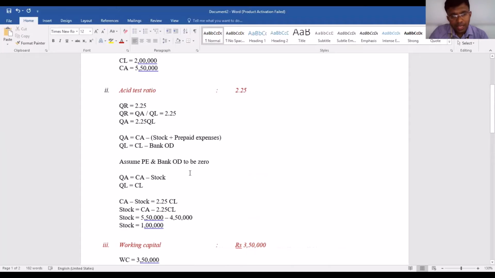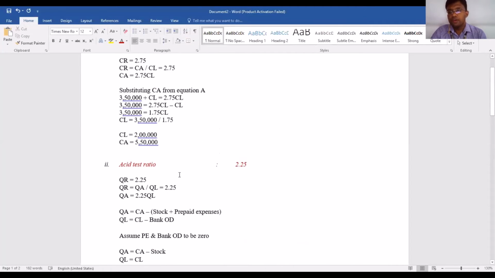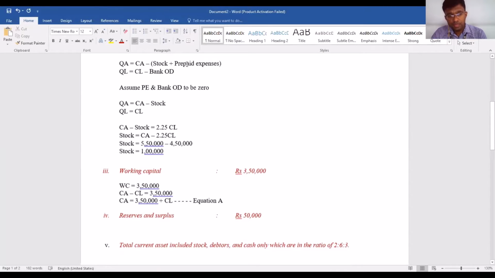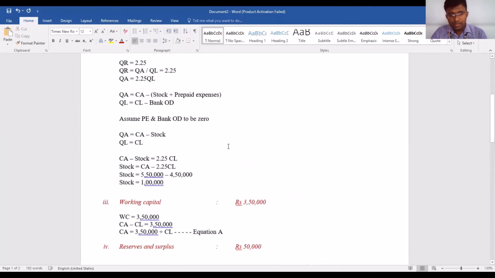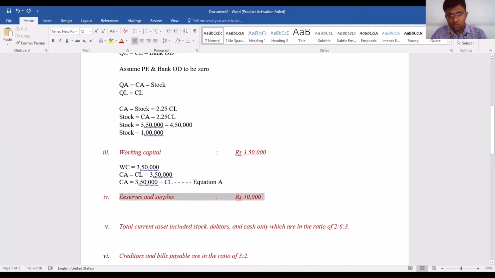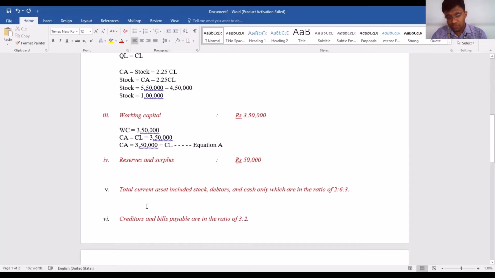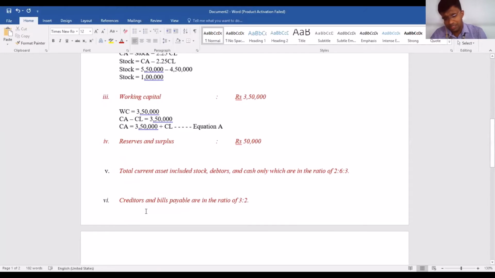So with that, so far we've got the value of current liability, we've got the value of current asset, and then we've also got the value of stock. Now let's move on. Next piece of direct information that we know is reserves and surplus. Reserves and surplus is 50,000. There is nothing much that we can process with this because it's a straight piece of information.